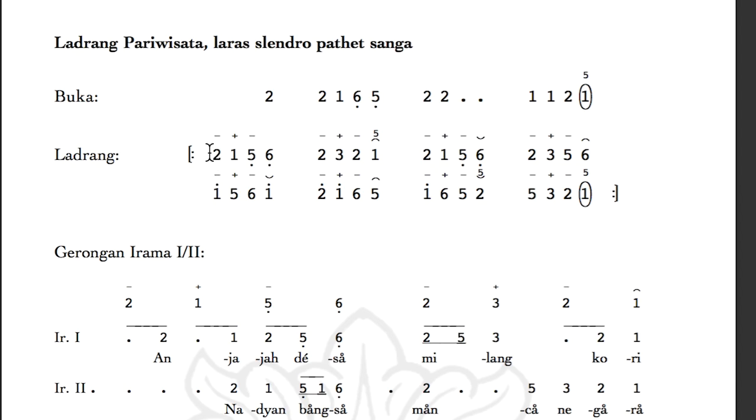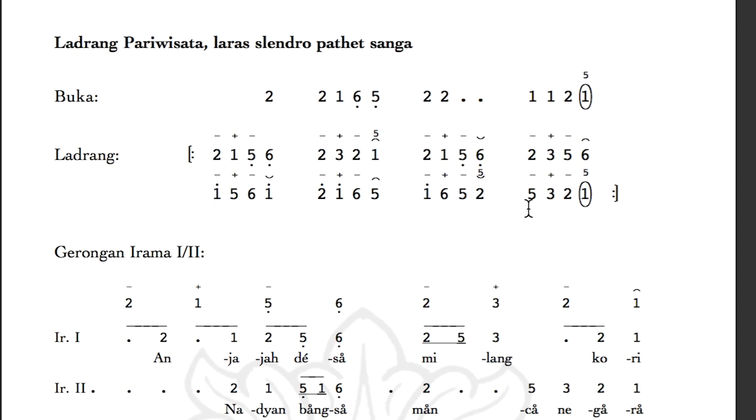That means we are in Irama 1, or tanggung. And then as we slow down, we're going to have 4 subdivisions per balungan note. That means we're in Irama 2, or dados. And then it's going to slow down even further after 1 full cycle, and then we'll be in Irama wilet.